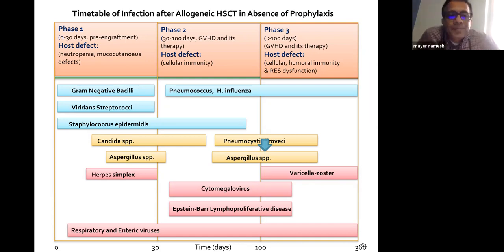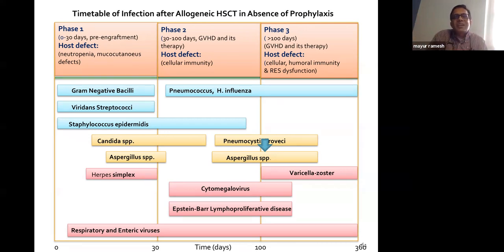So what's going on? Here, we divide this into engraftment, which can take up to a month or so, anywhere between 2 weeks to up to a month. So up to engraftment is one phase. From engraftment to up to 100 days is another phase. And then beyond 100 days is another phase.